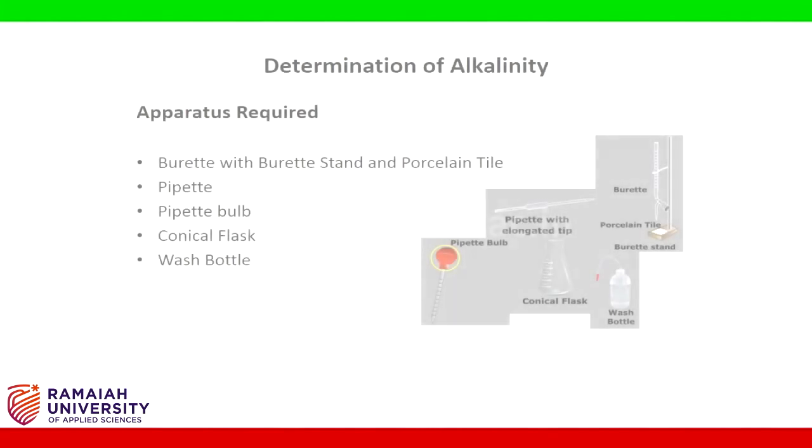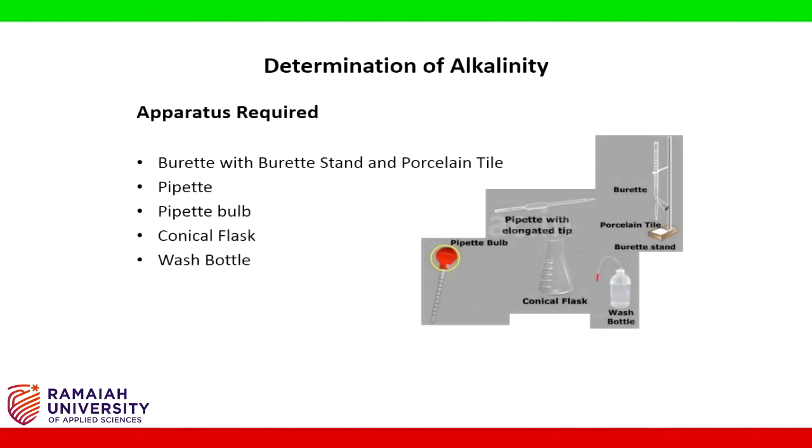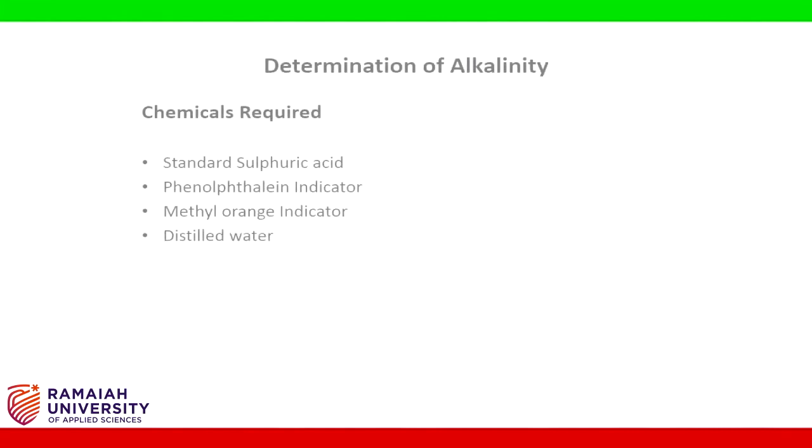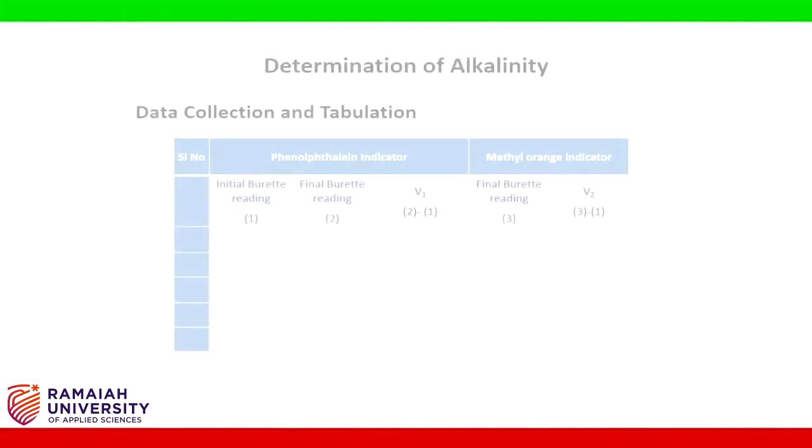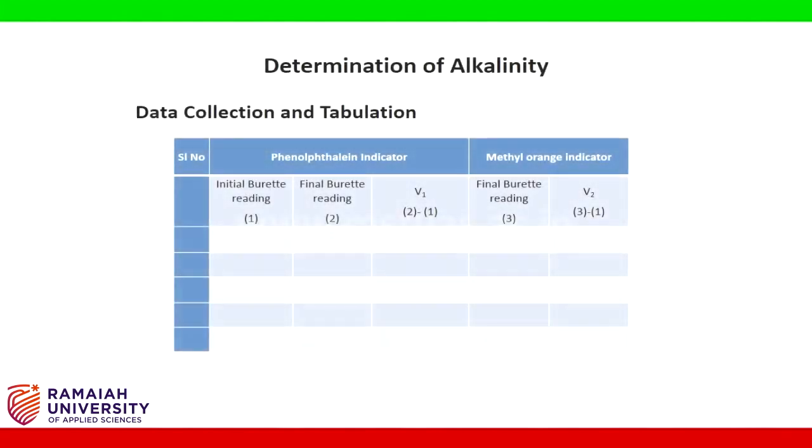Apparatus required: burette with burette stand and porcelain tile, pipette, pipette bulb, conical flask, wash bottle. Chemicals required: standard sulfuric acid, phenolphthalein indicator, methyl orange indicator, distilled water. Data collection and tabulation are as shown in the table.